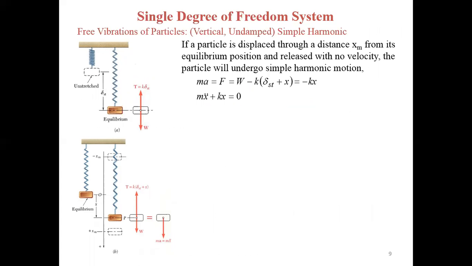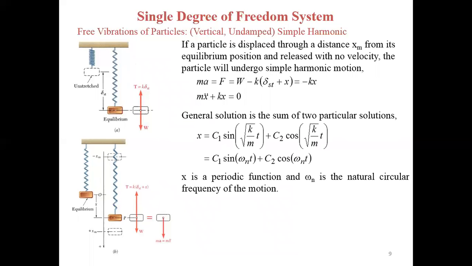If simple harmonic motion is there, then the equation of motion is m x double dot plus k x equal to constant. Okay, this is for only a single degree of freedom system. If a particle is displaced through a distance xm from its equilibrium position and released with no velocity, the particle will undergo simple harmonic motion, right? The general solution is the sum of two particular solutions. So x is equal to c1 sine under root k by m t plus c2 cos under root k by m t. So x is equal to c1 sine omega n t plus c2 cos omega n t.